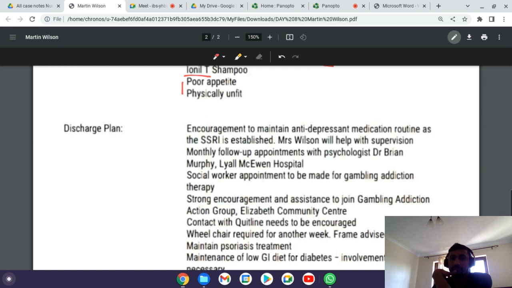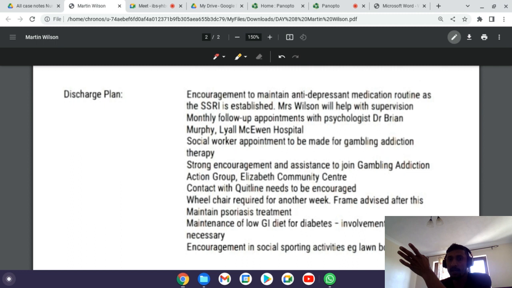Discharge plan. So what is the discharge plan for this patient? Encouragement to maintain antidepressant medication routine as the SSRI is established. Mrs. Wilson will help with the supervision, monthly follow-up appointments with psychologist Dr. Brian Murphy, Carl McEwan Hospital. That is the hospital you are working at as a nurse. So it's already done. So only encouragement to maintain antidepressant medication is important. Okay, then next one.